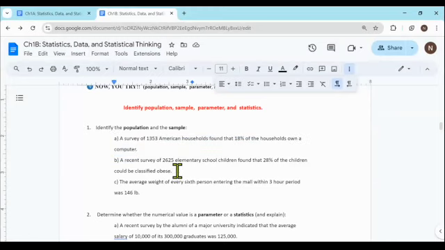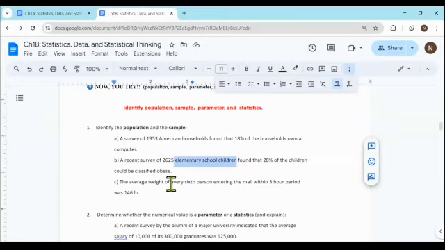Okay, B. A recent survey of 2,625 elementary school children found that 28% of the children could be classified obese. What's the sample here? The 2,625 elementary school children. Okay, what's the population? All elementary school children. You have to say the word all. Okay, thank you.